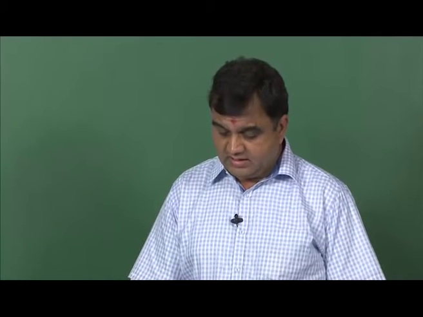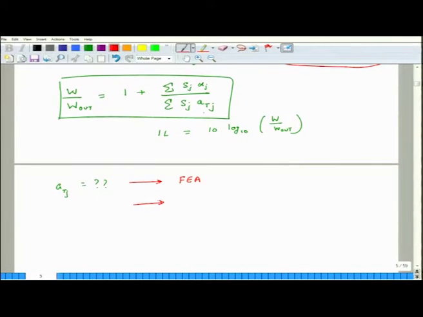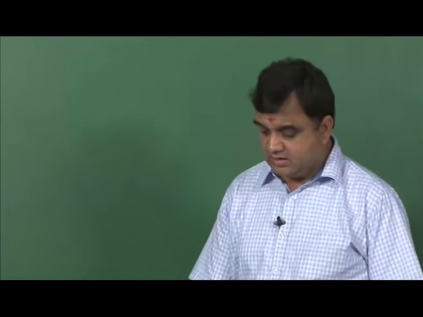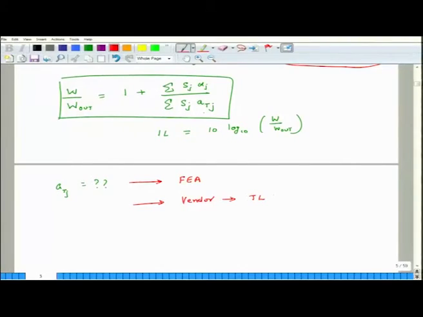Or if we are buying it from some vendor, then the vendor should give us ATj. But usually vendors do not give ATj; rather, they give us the transmission loss. They give a parameter known as transmission loss, and there is a relation between transmission loss and the transmission coefficient. This is again a function of frequency, and this is in decibels.